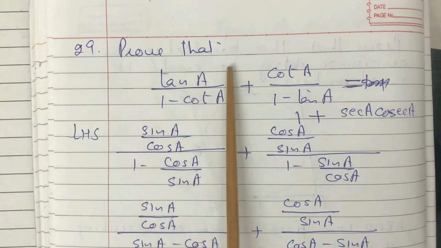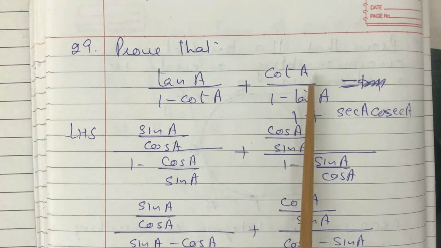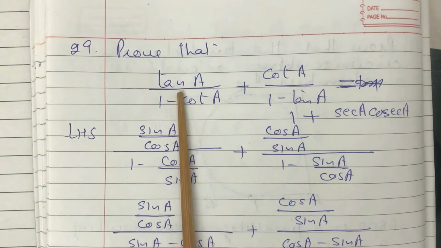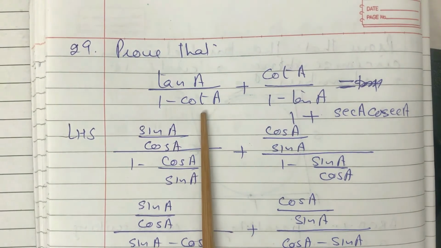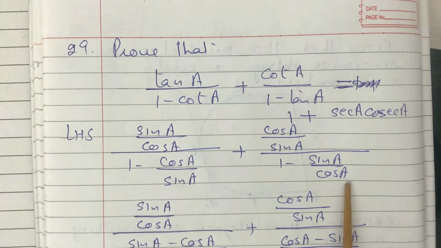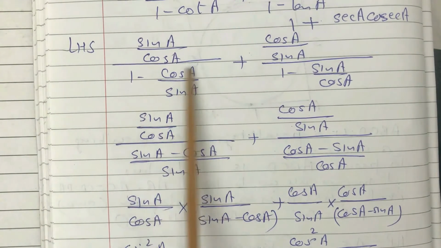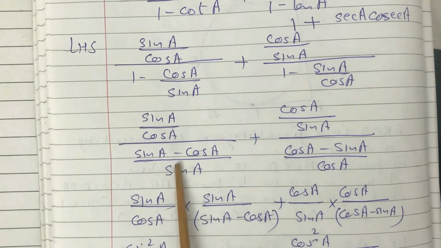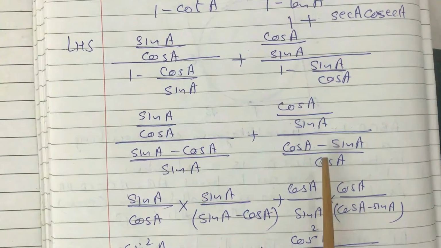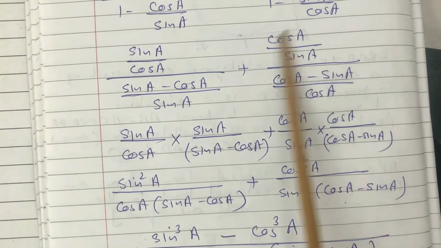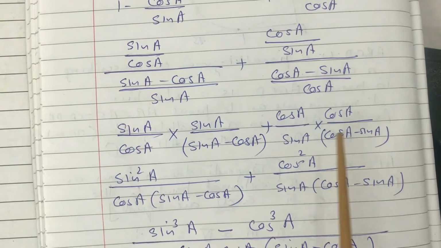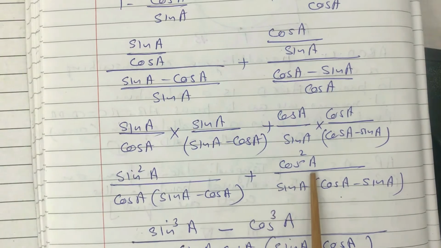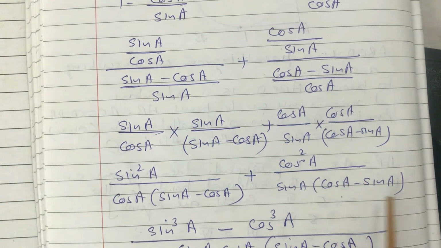29th question. Prove that tan A upon 1 minus cot A plus cot A upon 1 minus tan A is equal to 1 plus sec A cosec A. First change tan A into sin A by cos A, cot A into cos A by sin A. Here I have changed it. Now in the next line I have taken the LCM of this, which is this. And in the next line I have solved this first and solved this first. Now this thing can be written as this. Now you will have sin square A upon cos A, sin A minus cos A plus cos square A upon sin A, cos A minus sin A.